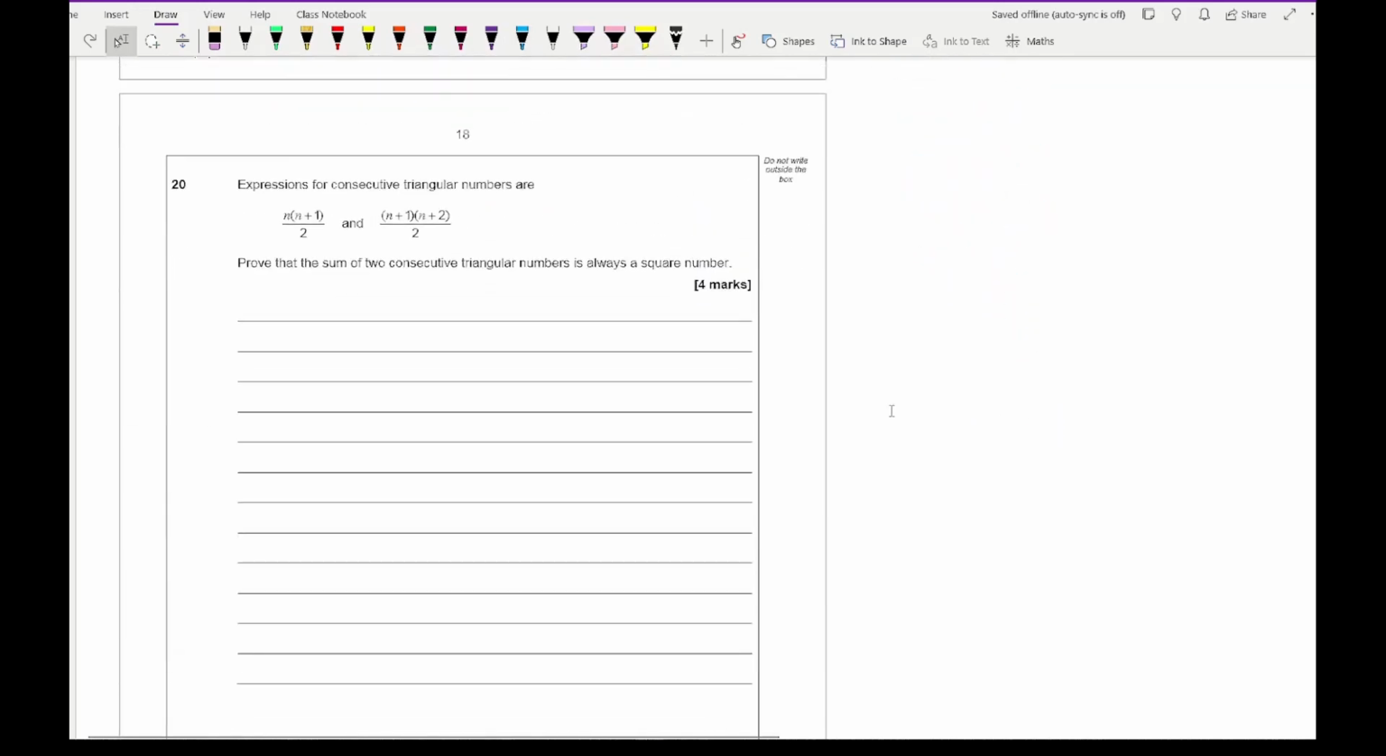So the next question, question 20, says expressions for consecutive triangle numbers are given as shown. The question is asking us to prove that the sum of two consecutive triangle numbers is always a square number. Now the word sum means add. So what I need to do is add these two algebraic fractions together. So I've got n plus 1 over 2 plus n plus 1, n plus 2 all over 2. Now because I've got a common denominator, I can simply add the two numerators together. So I've got n plus 1 plus n plus 1, n plus 2 all over 2.